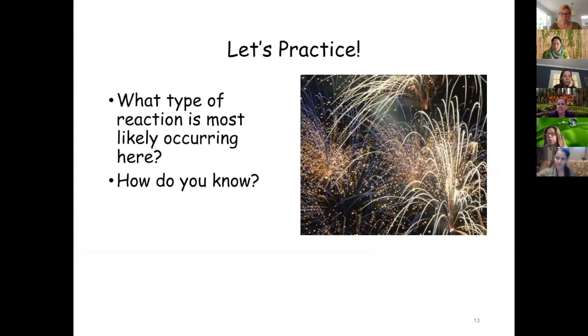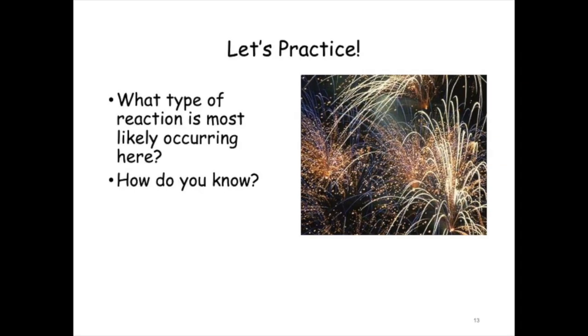Okay, let's practice. Let's review what we've learned. So we're going to be looking to see if we see a chemical reaction, which means a chemical change is occurring, or is it just a physical change, which means a chemical reaction has not occurred. So here we're looking at a picture of fireworks. What type of reaction is most likely occurring here? Is it a physical change or a chemical change? And then how do you know? The fireworks are an example of a chemical change because they release not only heat but light when they explode in the night sky.